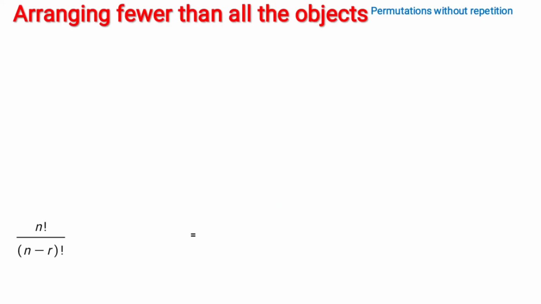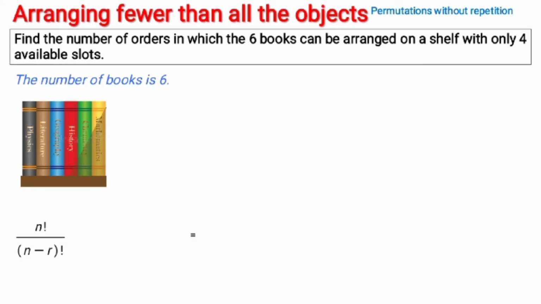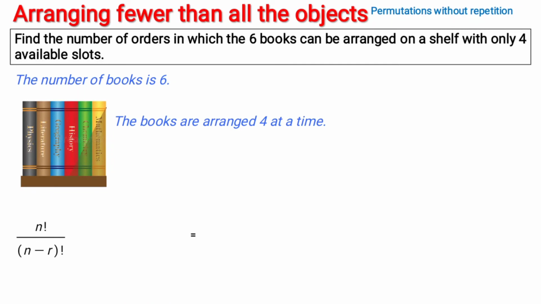Now let's move on to the examples for arranging fewer than all the objects. For example number 1, find the number of orders in which the 6 books can be arranged on a shelf with only 4 available slots. For our given, the number of books is 6, and the books are arranged 4 at a time. Therefore, we can have 6P4 is equals to P(6,4).